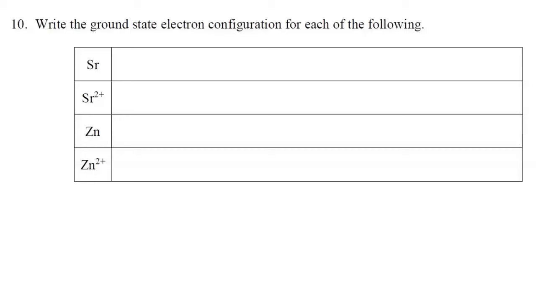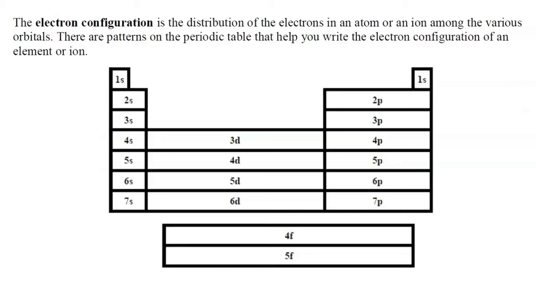All right, number 10, write the ground state electron configuration for each of the following. We have 2 different atoms and we have 2 different ions. Let's start with strontium, Sr. Remember that electron configuration is the distribution of the electrons in an atom or an ion among the various orbitals or shells or subshells, and these patterns on the periodic table help us to write the electron configuration of an element or an ion.